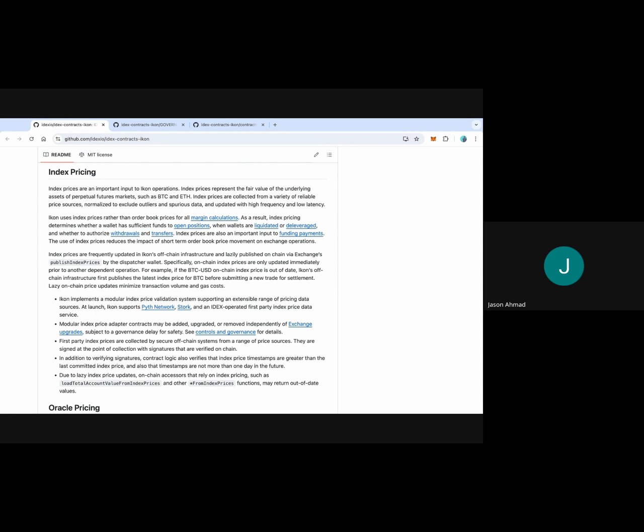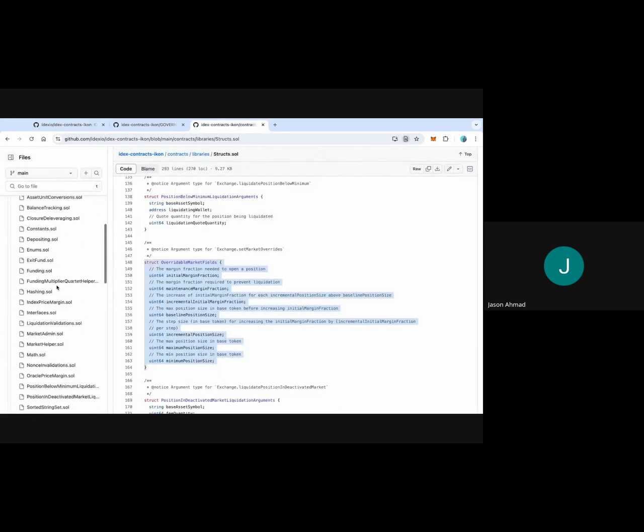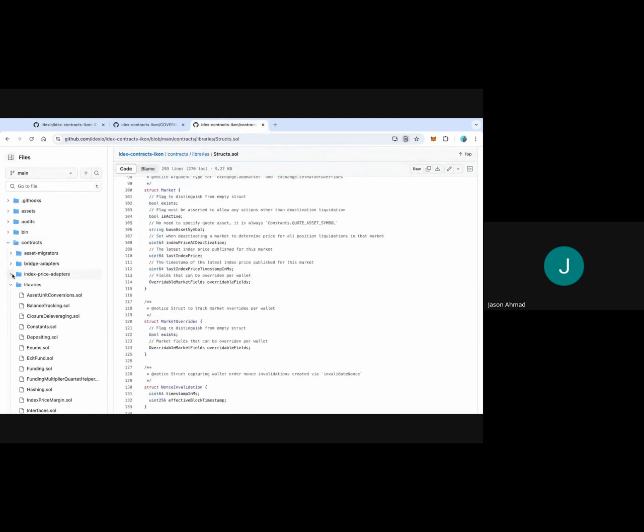Because it is provable, the index price is used throughout the system as the basis for critical steps such as whether a wallet has sufficient leverage to open a position, whether a wallet is in good standing, or whether it is in maintenance and can be liquidated, and so forth. Index pricing, importantly, as I mentioned before, has a pluggable interface. Right now, we support both Pyth as a pricing source, as well as our own internally operated hardware-signed index price service.